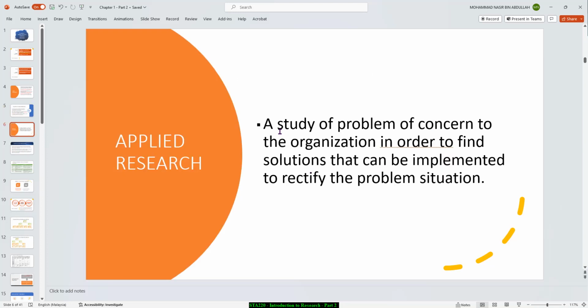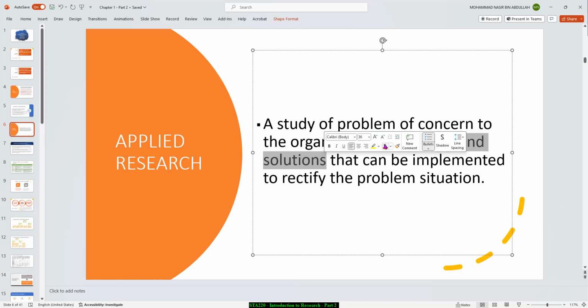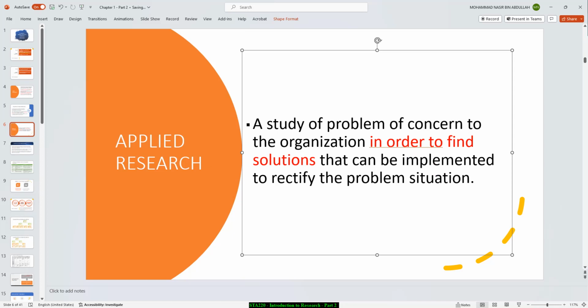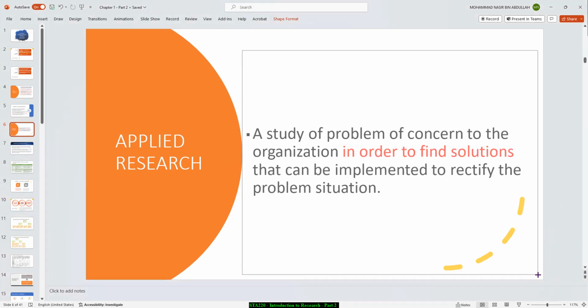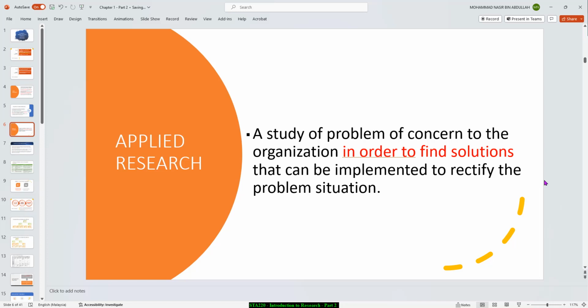So applied research, a study of problem of concern to the organization in order to find solution that can be implemented. Right? We just want to do a research to find an optimal solution. We just want to provide an alternative to solve the problem. So that is applied research. We just want to find how to solve the problem. We just want to table out how many alternative available, how many solution available to solve the problem, and we can decide from there, right?